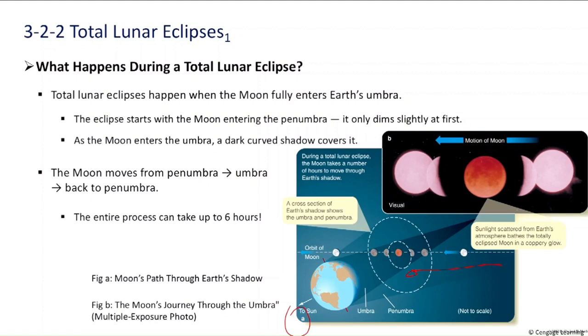Now figure B shows the moon moving right to left through the umbra. Notice how it is brighter on one side and reddish in the middle. That's real, not Photoshop. Now that you know the stages, let's figure out why the moon turns red instead of going completely dark.